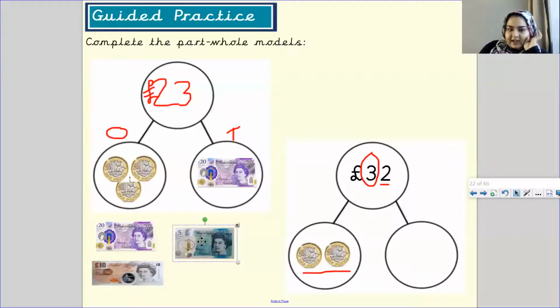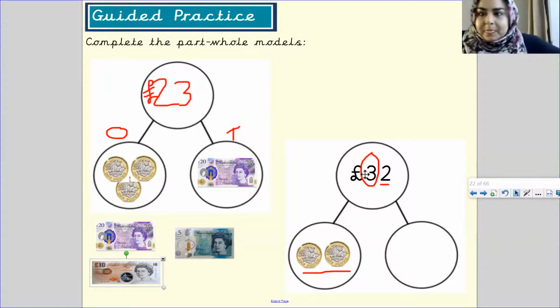So if you look here, Year 3, I have put down the 3 types of notes that we have. Can you find different ways that you could make 30 pounds? Okay, pause the screen now, and when you are ready, come back.